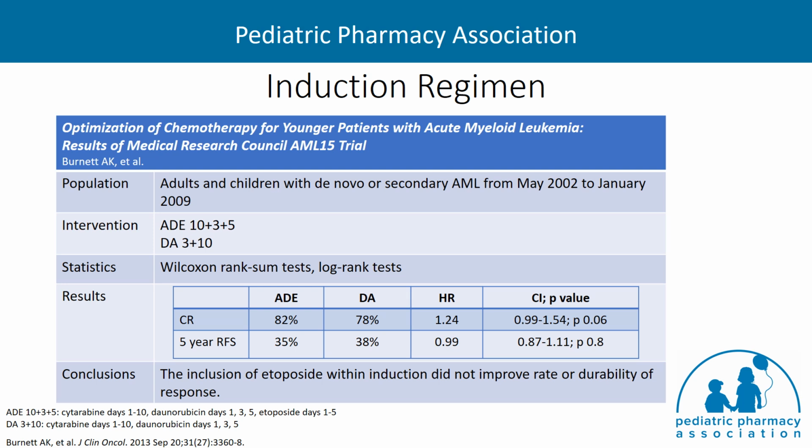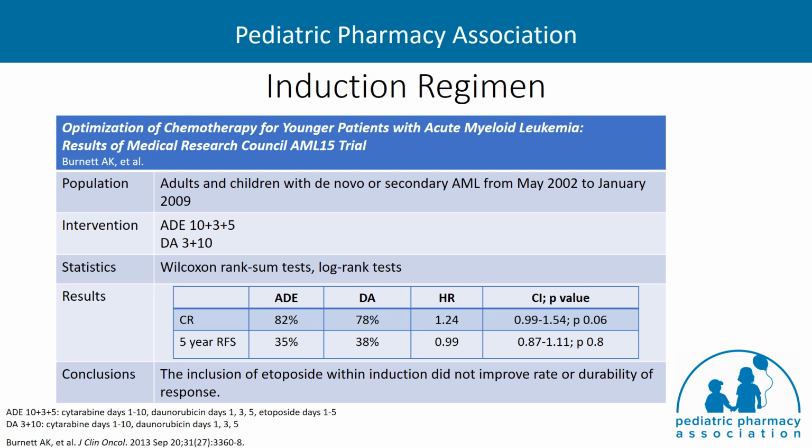So this study included adults and children with de novo or secondary AML between the years of May 2002 to January of 2009. The specific induction cycles included either ADE 10 plus 3 plus 5, which is a regimen of cytarabine on days 1 through 10, daunorubicin on days 1, 3, and 5, and then etoposide on days 1 through 5. They compared that induction regimen to the induction regimen DA 3 plus 10, which is cytarabine on days 1 through 10, and daunorubicin on days 1, 3, and 5.